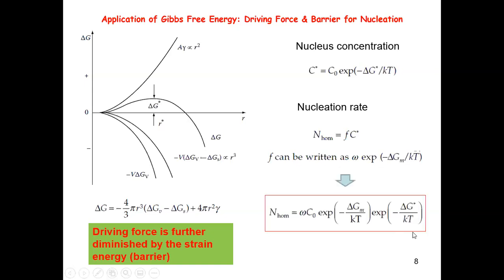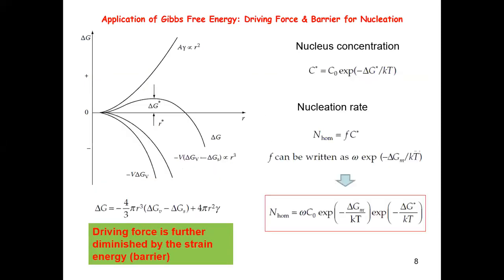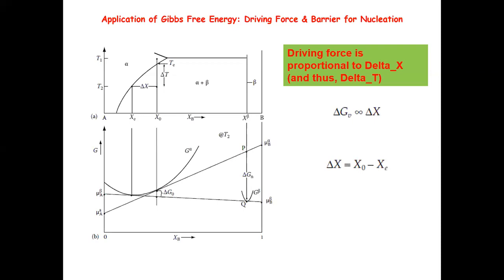If you combine all these terms, you have two exponential terms here. Based on this, we know that the homogeneous nucleation rate is very sensitive to temperature. Again, this is a very similar analysis. It only amounts to the change of delta G star, so I won't spend too much time on this one.